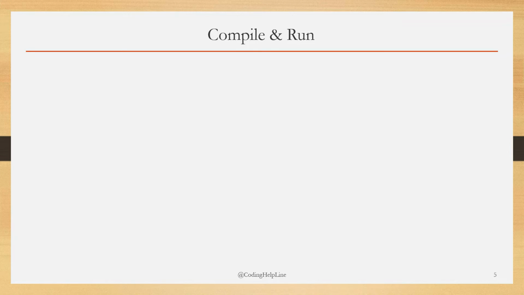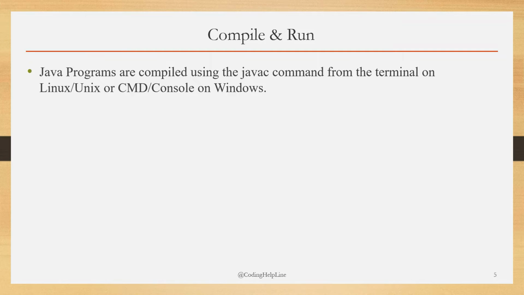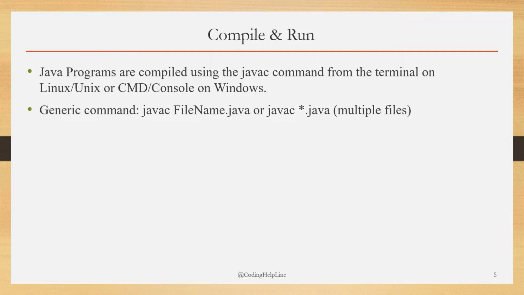How to compile and run a Java program. Java programs are compiled using the javac command from the terminal on Linux, Unix, or the CMD console on Windows, or even the terminal on the Mac operating system. The generic command is javac filename.java, or javac *.java, which will compile all the files in the current directory. It can compile multiple files. How to set javac to be available everywhere on the computer? Watch my video on setting Java home in the configuration playlist.